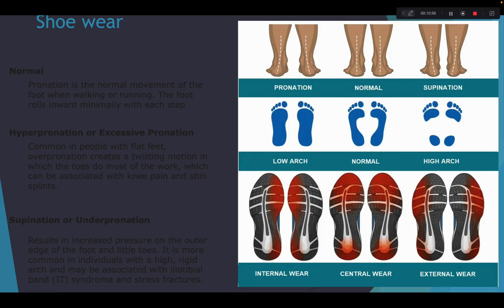So this is common with people with flat feet. All right, it creates a twisting motion, which the toes do most of the work at that point, and it could be associated with knee pain and shin splints.